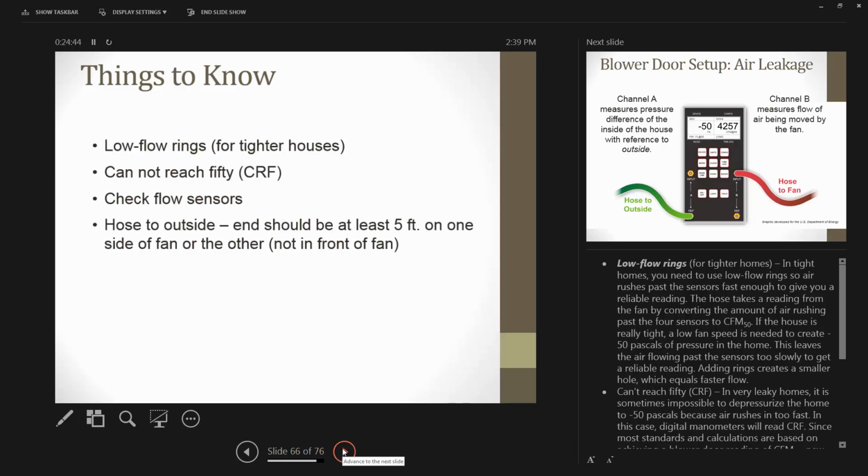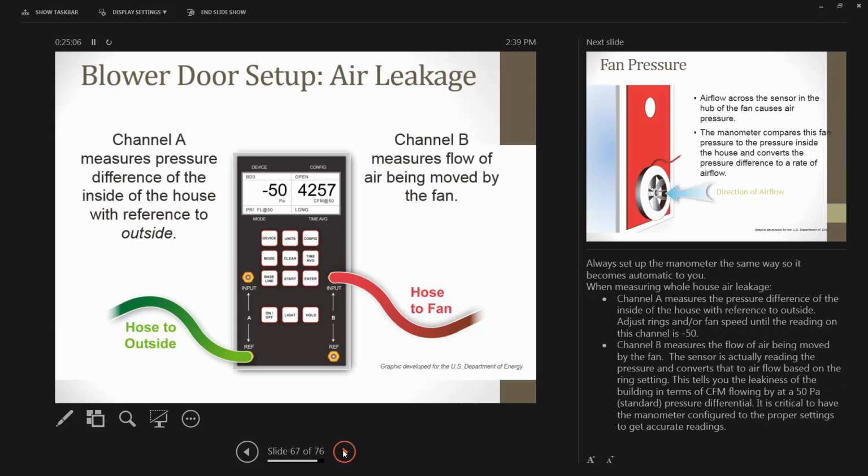So in an older house, a lot of times you will have CRF, which means you can't reach 50 pascals. If you get in a house that can't reach 50 pascals, you've got a lot of air sealing to do. So it just means that it's got so much air change in it that you can't get it to pressure. There's more air leaking in than you can possibly exhaust.